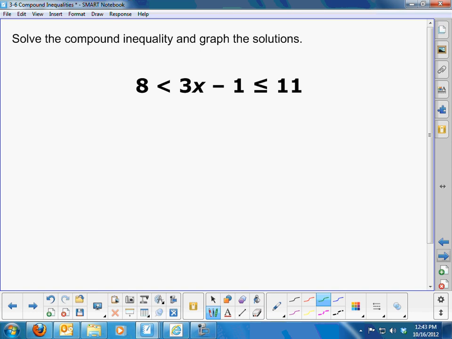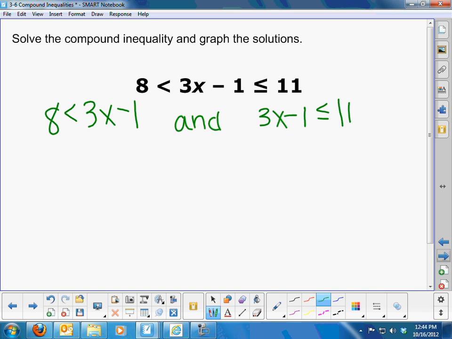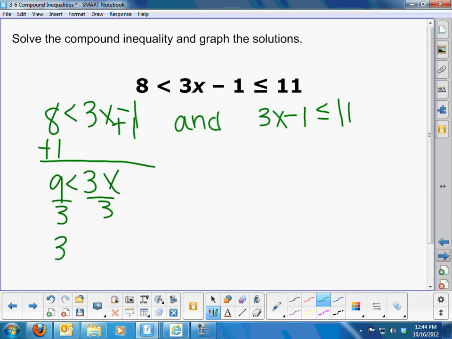I could say 8 is less than 3x minus 1, and we know that 3x minus 1 is less than or equal to 11. Both of those are true. Now, I could solve these individually by adding 1 to each side. I get 9 is less than 3x. Now I divide each side by 3, so I get 3 is less than x. If I rewrite that with the variable on the left, I get x is greater than 3.